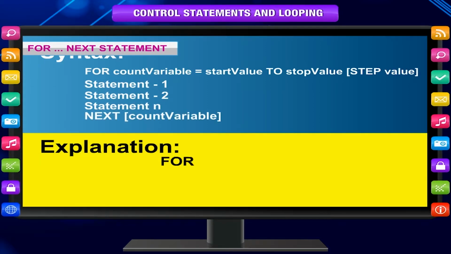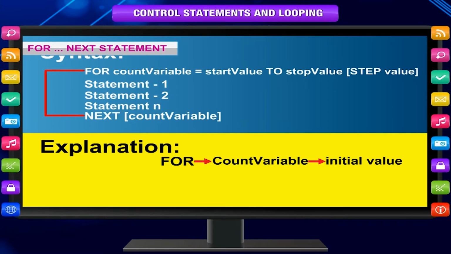The for statement initializes the counter variable with an initial value and specifies the limit of the counter variable at which the loop should end. The statements between for and next will be repeated till the counter reaches the final value. The statement next causes the next iteration of the loop, increases the value, and checks it with the final value. If the condition is satisfied, the loop continues.